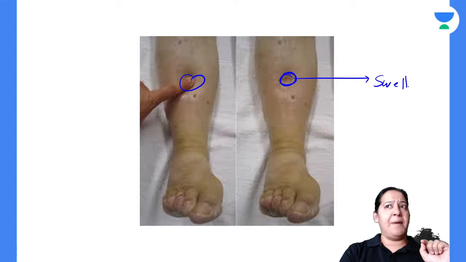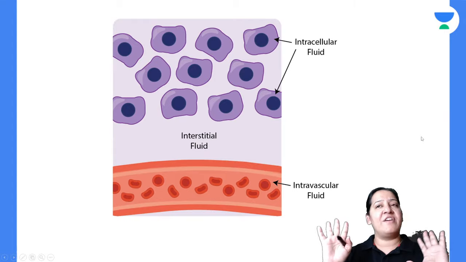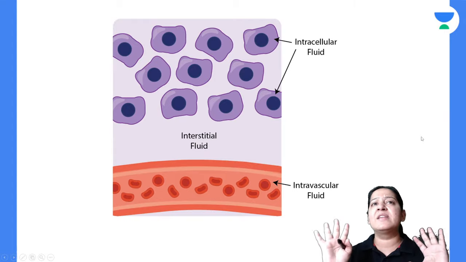It can occur at any part of the body. That is swelling. That is known as edema. Can you see it? Now before understanding the definition, you should understand a concept, interstitial space.